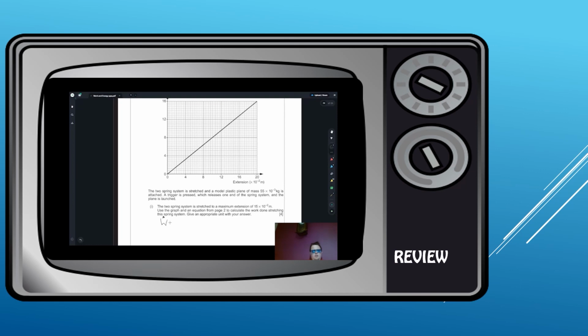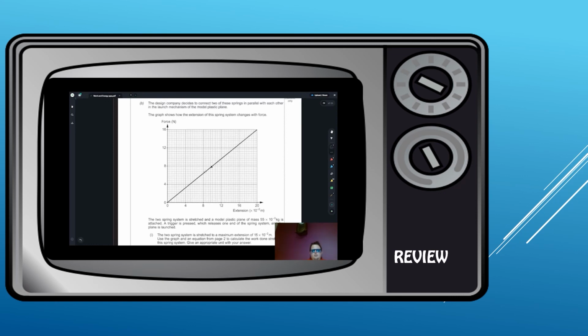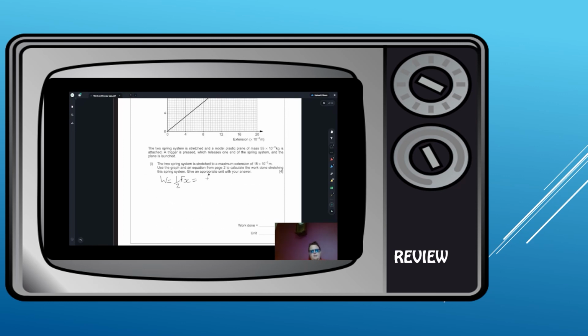So the work done is going to be a half Fx. On this graph, we're then going to come up from 15, and that is going to give us 12. So that's going to be a half times 12 times 15 times 10 to the minus 2, which gives us 0.9 joules. Okay, in terms of the marks here, you get 1 for picking the right equation, 1 for the substitution, 1 for that, and 1 for saying joules.